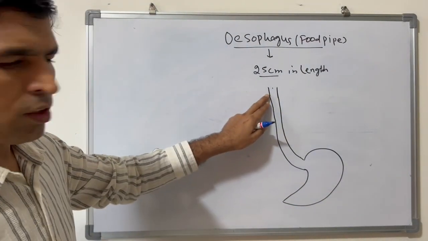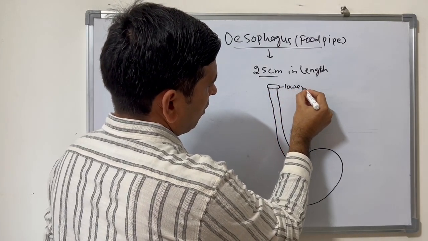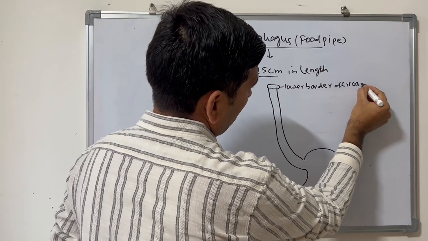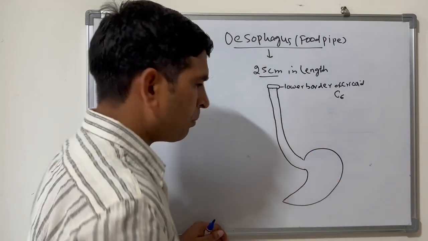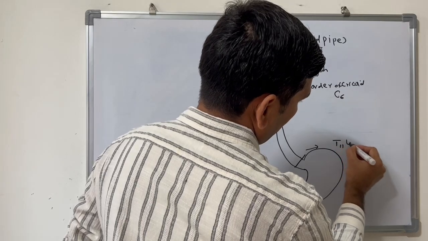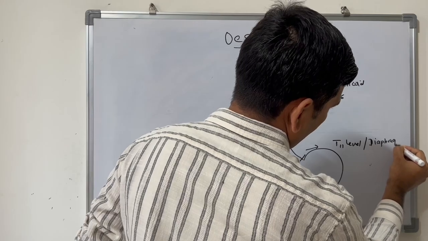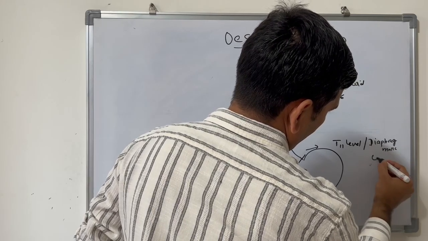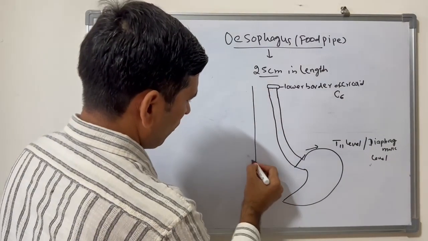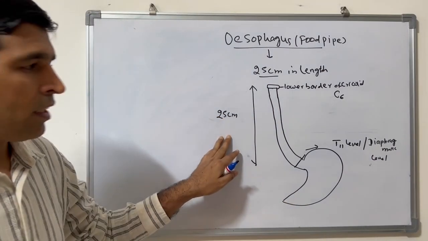So this is the esophagus, extending from the lower border of the cricoid cartilage, that is the C6 level, up to this level, which is the T11 or diaphragmatic level. So this length is about 25 centimeters.